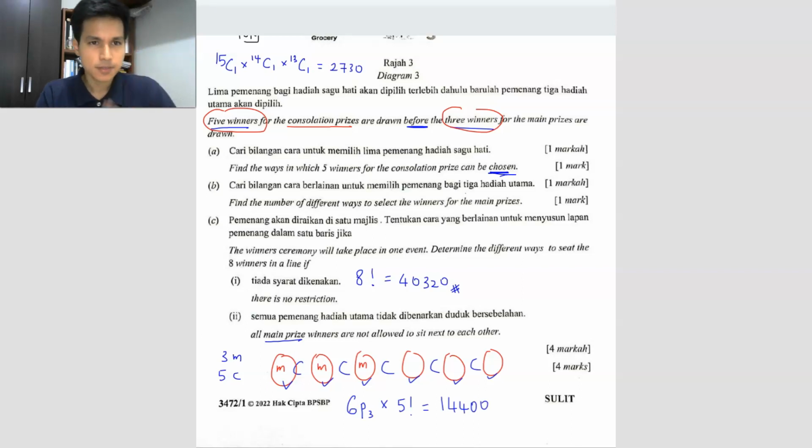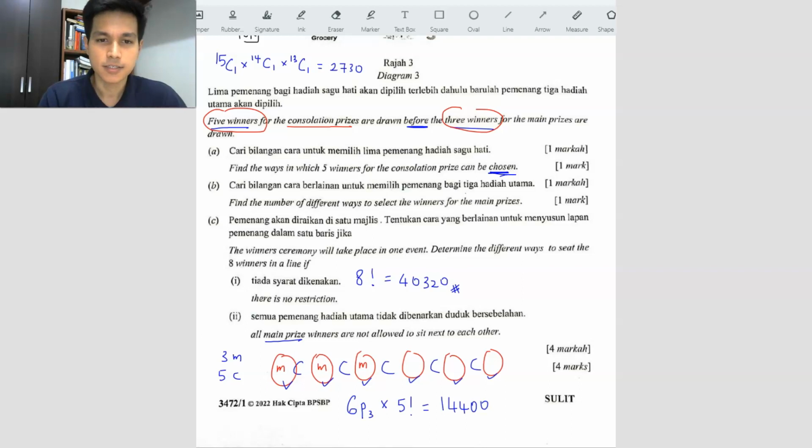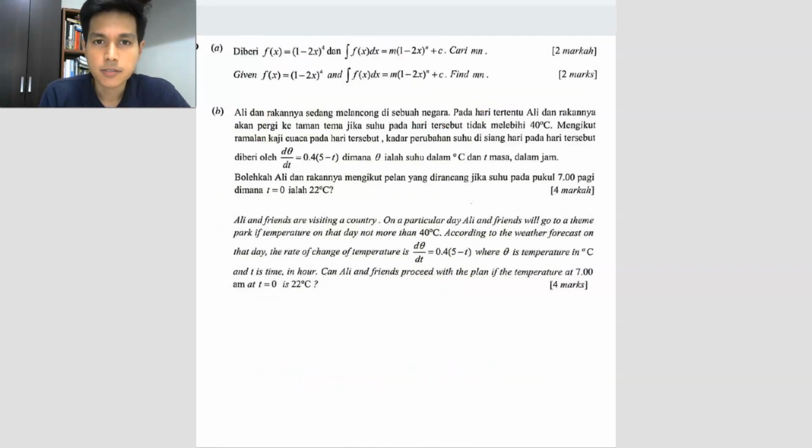Okay, so I hope you find this useful, because a lot of people make this mistake. Okay, let's see the next one. Given f(x) equals (1 minus 2x) to the power 4, they want you to integrate this to get this. Find mn. So this is quite straightforward. They just want you to integrate f(x). When you integrate, compare with this, find what's the m value and the n value, then multiply them to get mn. So that's what we are going to do.